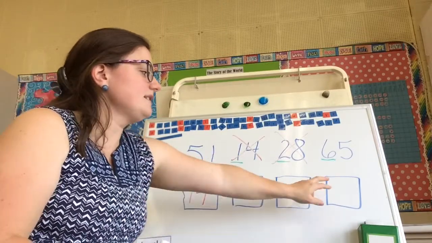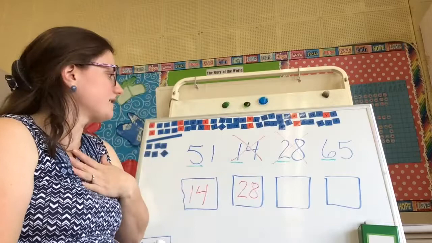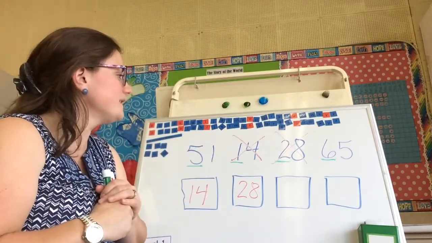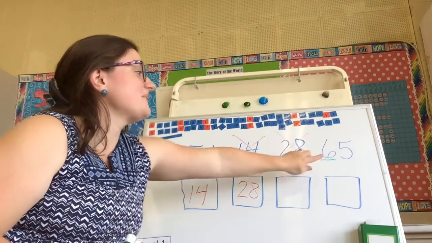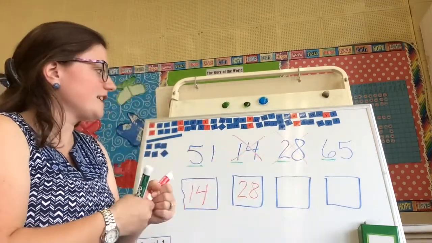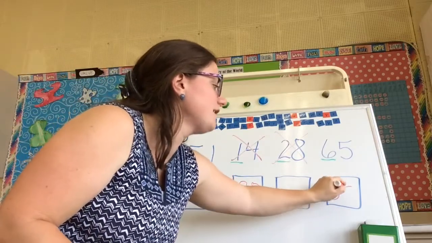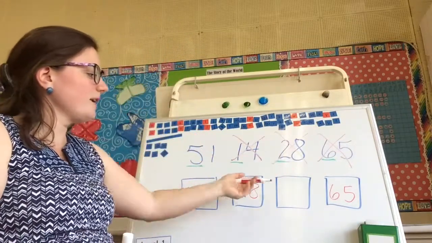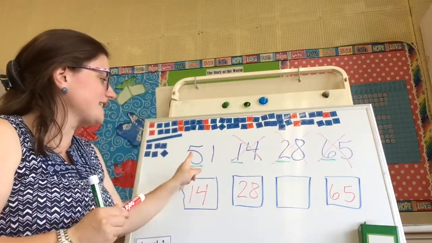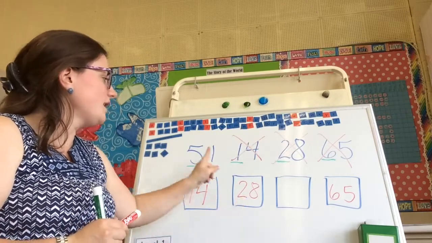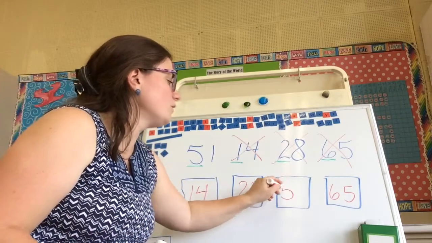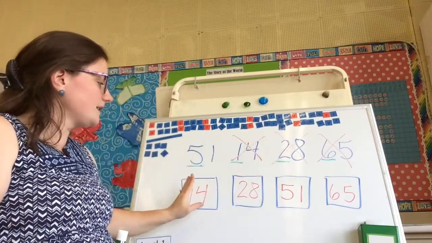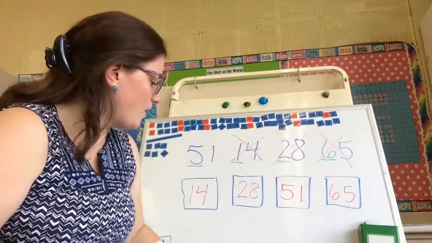And I know the biggest number is going to go in the last box. Which number has the most tens? This one, right? 65, because it has 6 tens. So I'm going to put 65 in the last box because I know it has the most tens. It's the biggest. And now I only have 1 left. And what comes next if I'm putting them in smallest? 14, 28, and 51 is going to come next. Okay, so I took my 4 numbers and I started with the smallest and I worked my way up.